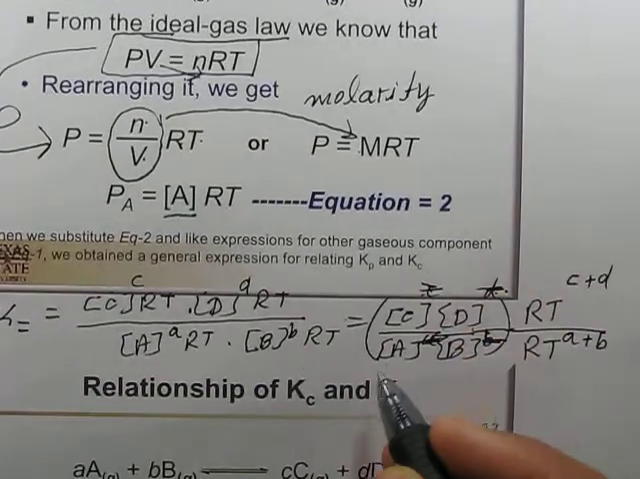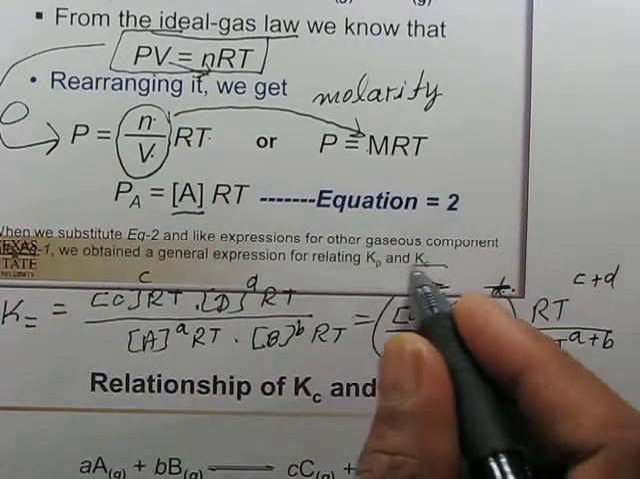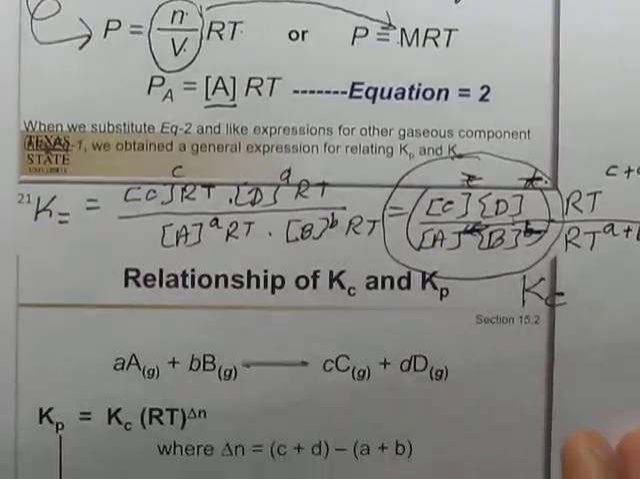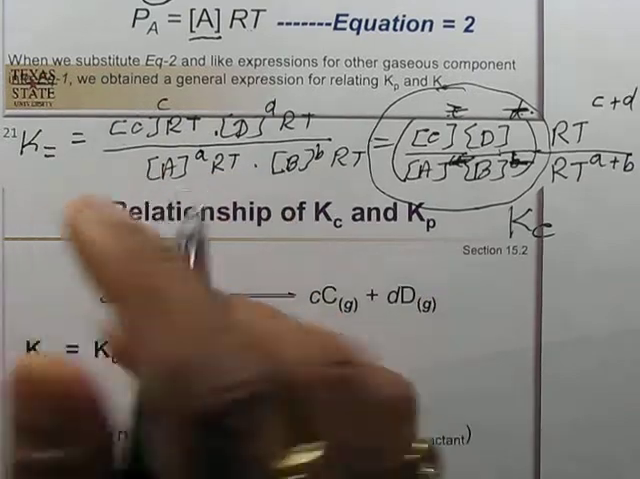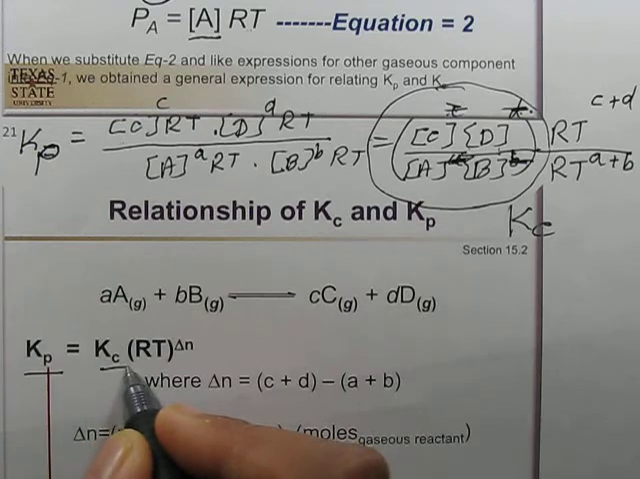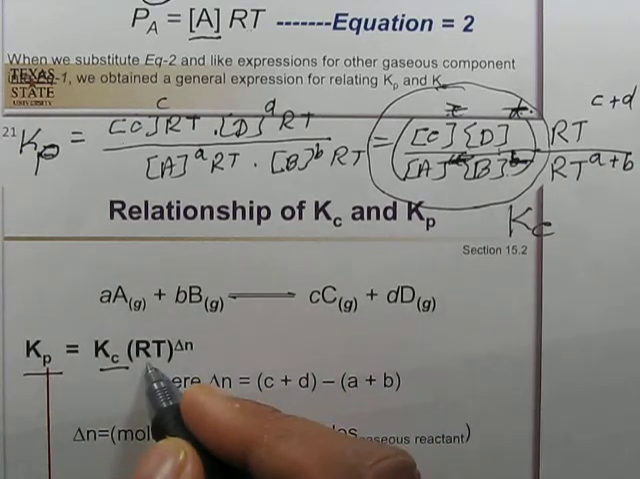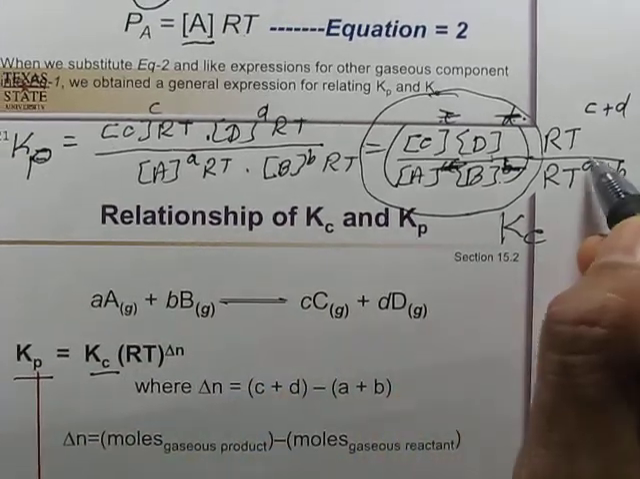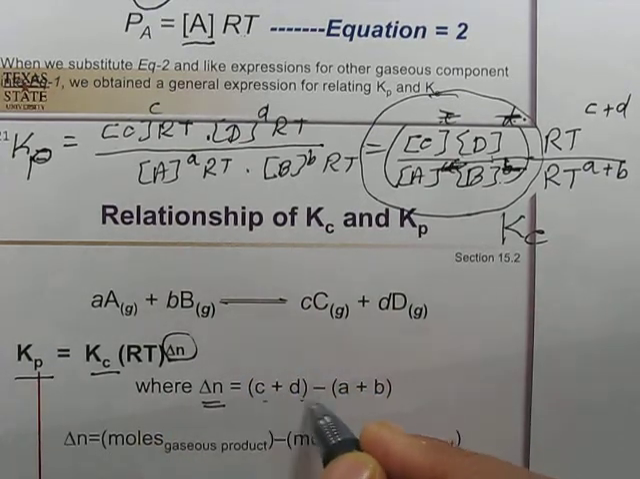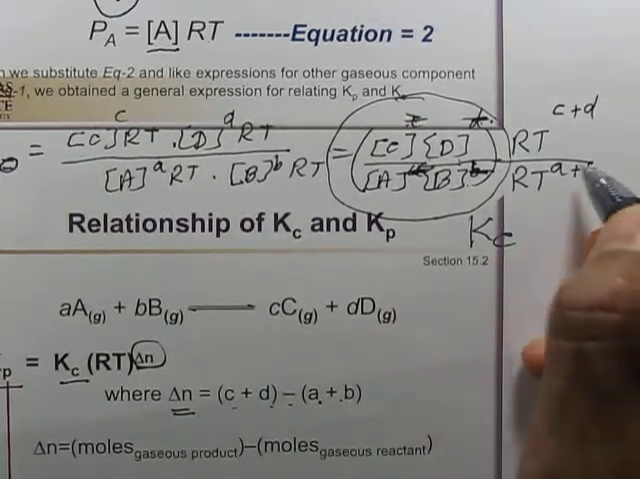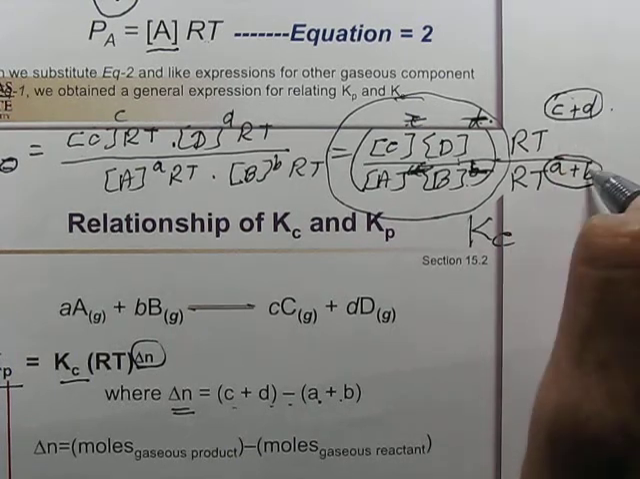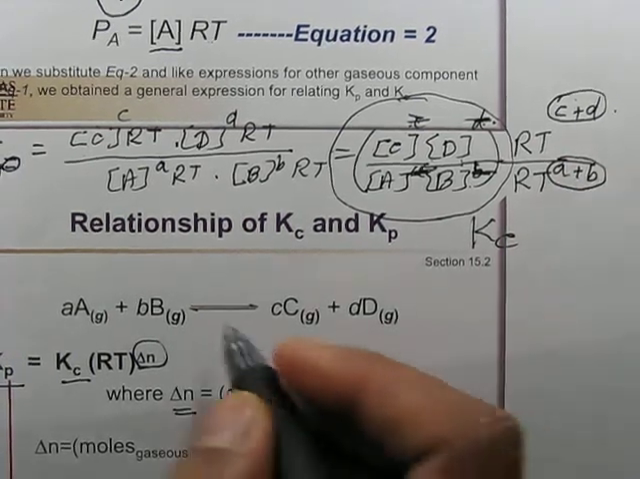So if you remember the Kc, this is nothing but Kc. So what will be the relationship between these two? Here this is my Kp. So Kp we can write as Kc, and then RT we can take with a difference. So what is the difference? Small n, raised to the power n, and small n will be c plus d minus a plus b. So c plus d minus a plus b will be delta n.